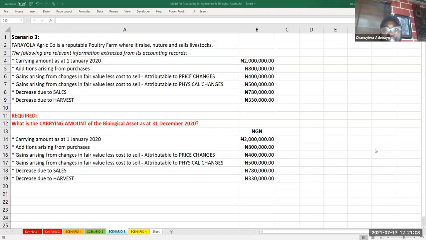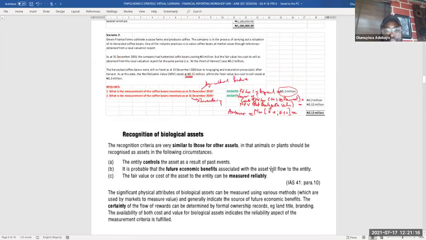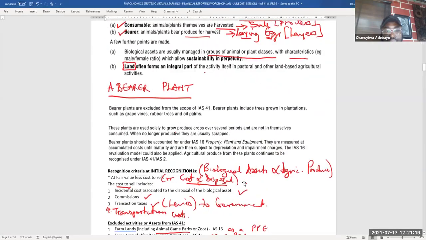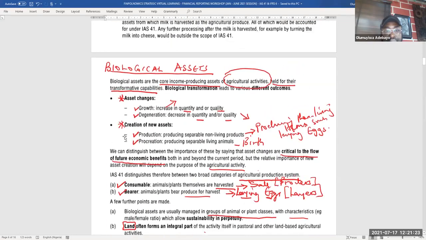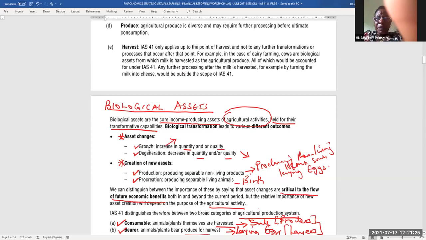Remember what we have discussed so far here? Yeah. Let me show you back our discussion here. Yeah, asset transformation process follows asset changes, growth, degeneration. Okay. Part of the degeneration is decrease in quantity. Oh, okay, and that is it.